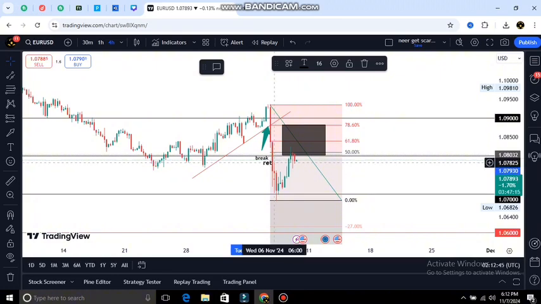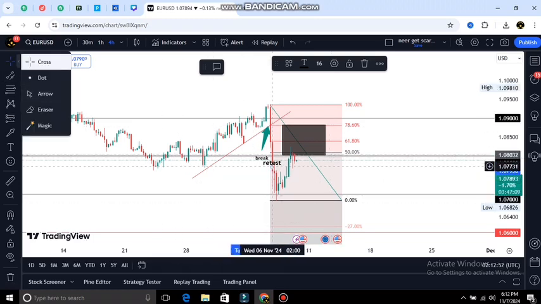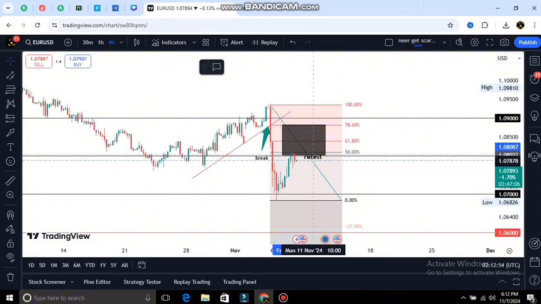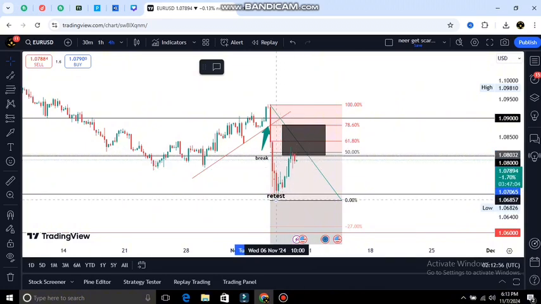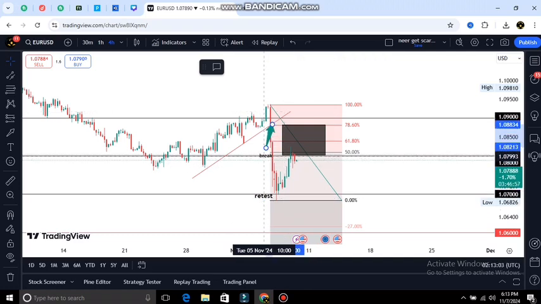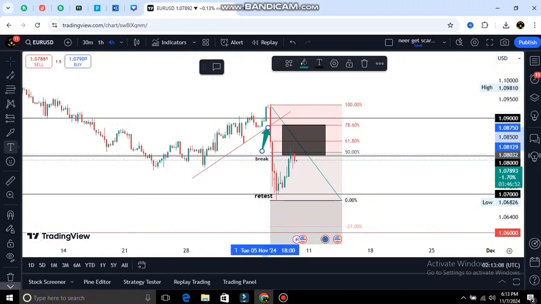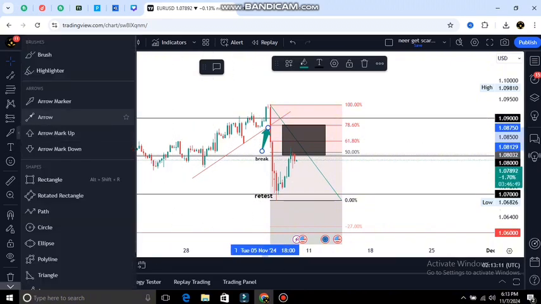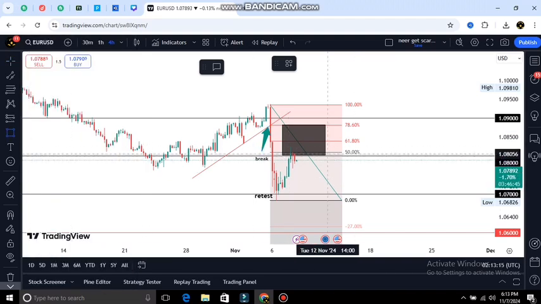But for the sake of clarity, let's go more. Let me give you more confirmation. This is the second confirmation, and the third confirmation again is the psychological level. As you can see, the psychological level, 1.0800, and it's reacting to the psychological level.